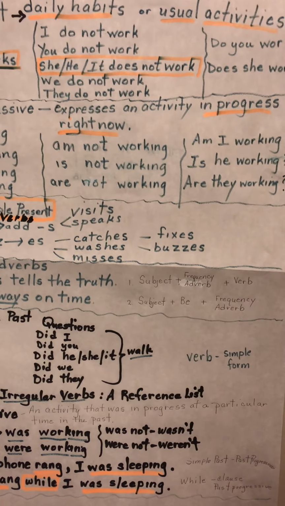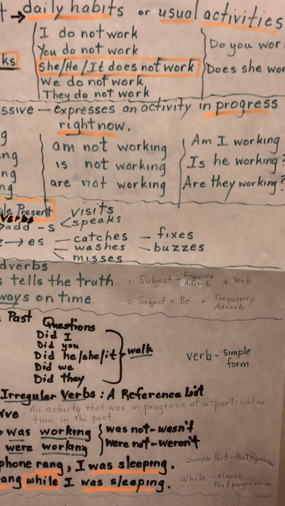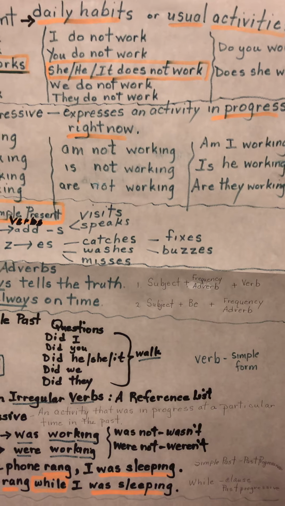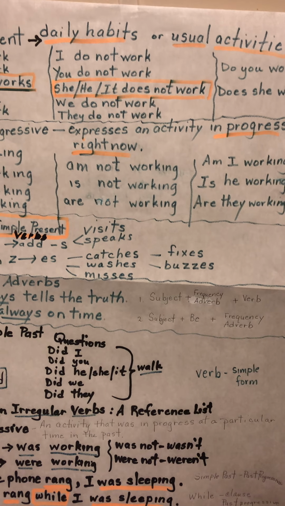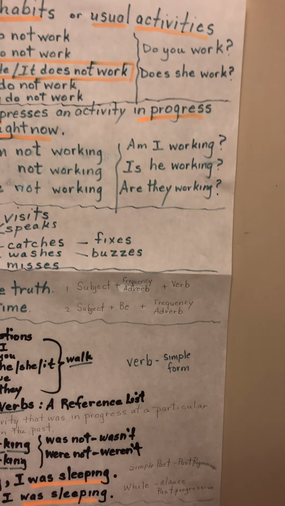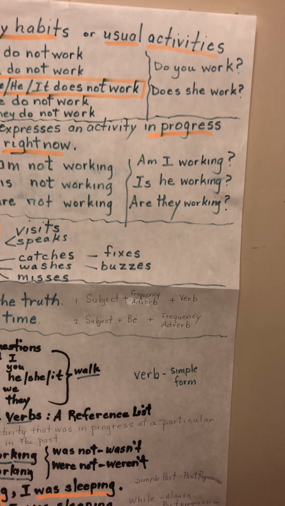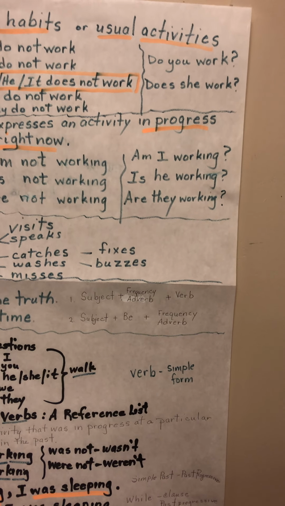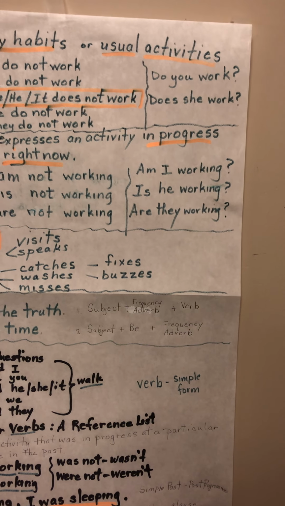In negative, am not working, is not working, are not working. You can make the contractions: isn't, aren't. When you form questions, you start with the be verb. Am, is, or are. Am I working? Is he working? Are they working?